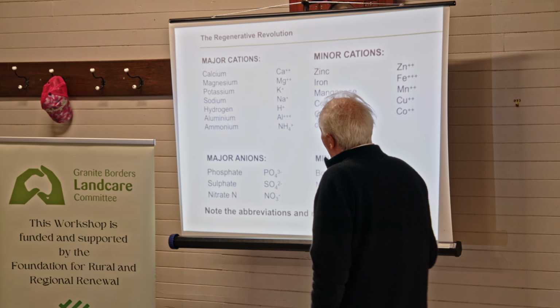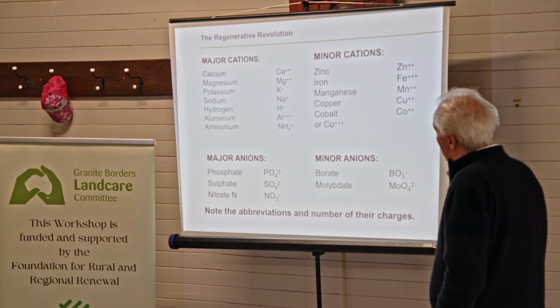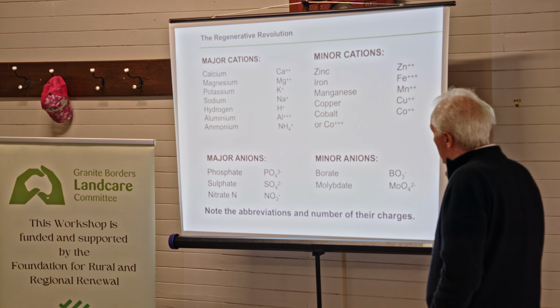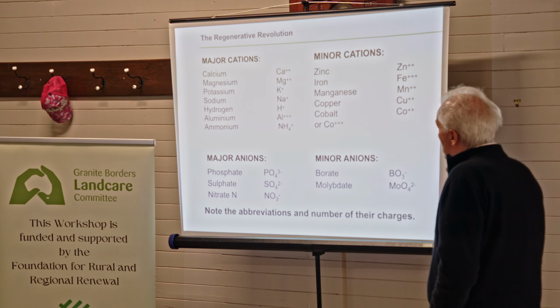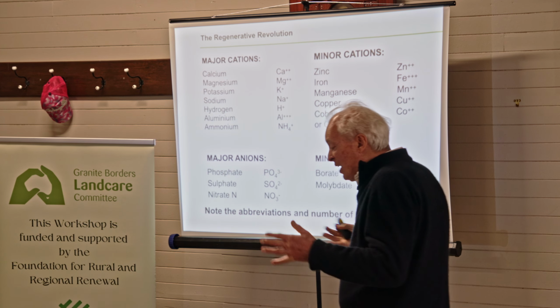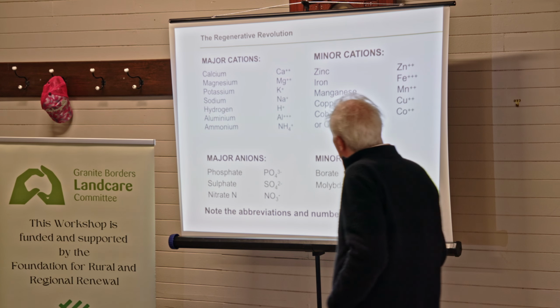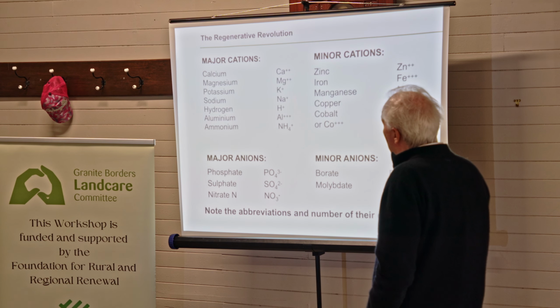So that's major and minor. And see, it's not just that they've got positive or negative charges. They've got 1, 2, or 3 positive charges, or 1, 2, or 3 negative charges. And we mentioned the problem with phosphate. Phosphate naturally is rock phosphate. What's that? Calcium phosphate. Calcium with 2 positives joined to 3 negatives and forming this insoluble rock phosphate.